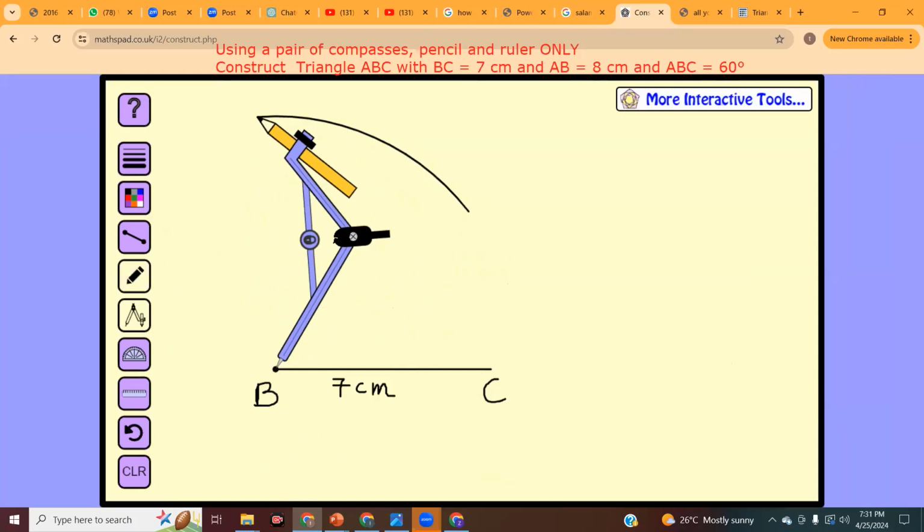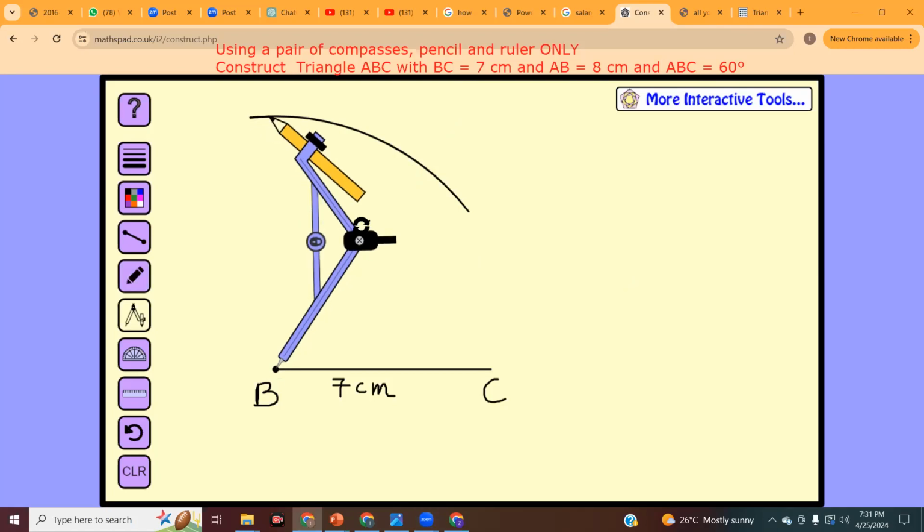How many persons understand it so far before we move on? Let me know. Yes, sir. All right. So we have an arc that spans 8 centimeters from B. Let me draw it just like that.